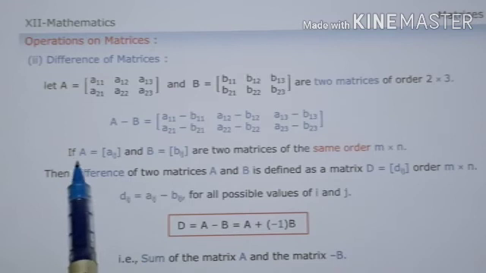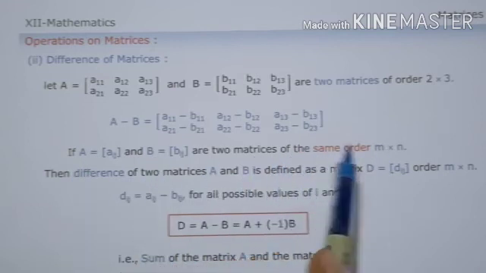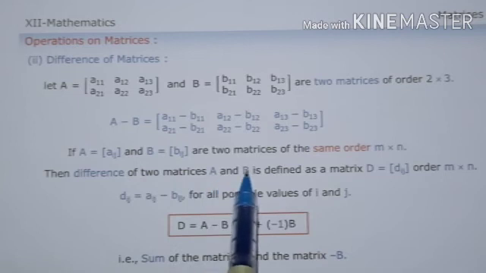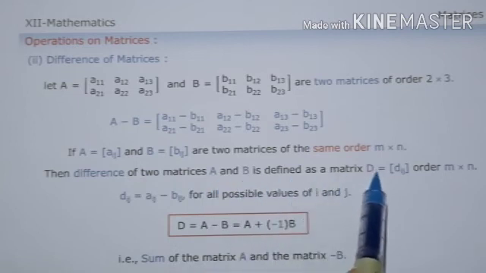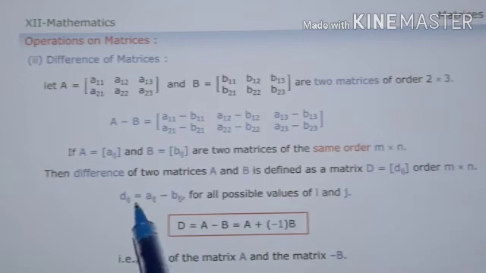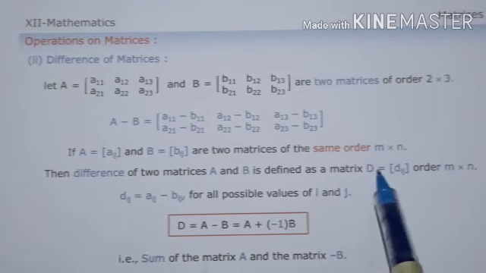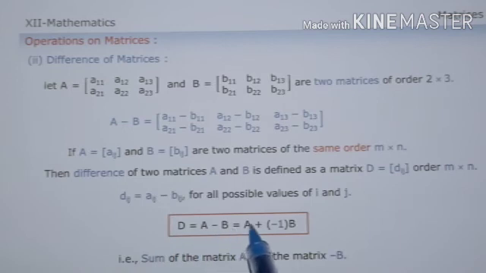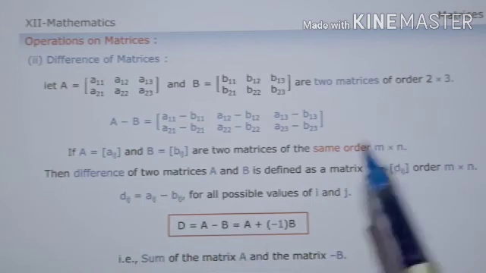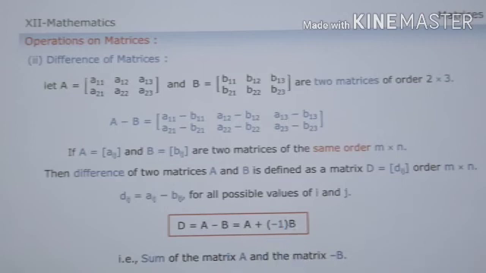Okay, so therefore if A and B are two matrices of the same order m by n, then the difference of the two matrices A and B is defined as a matrix D of order m by n. That means d_ij is equal to a_ij minus b_ij for all possible values of i and j. Actually this is the general concept: d_ij is an element in the difference of the matrices A and B. So D is equal to A minus B. This can be written as A plus (minus B), which can be written as minus 1 into B. That is the sum of the matrix A and the negative of the matrix B.